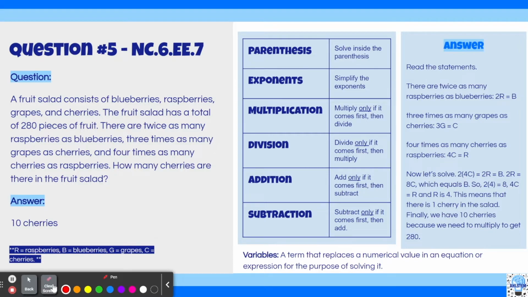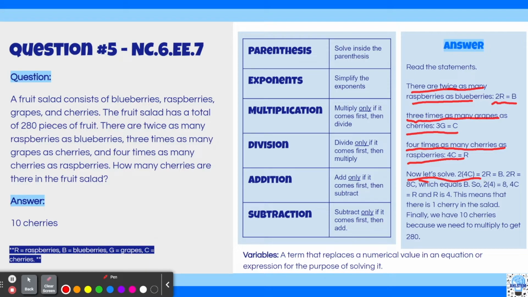So since there's not that much space here, I'm going to jump over to the actual written answer that I wrote. So there are twice as many raspberries as blueberries. So that's going to be 2r equals b. 2r represents twice as many raspberries, okay? There are 3 times as many grapes as cherries. 3g equals c. 4 times as many cherries as raspberries. 4c equals r. Now let's solve. 2 times 4c equals 2r, which equals b.